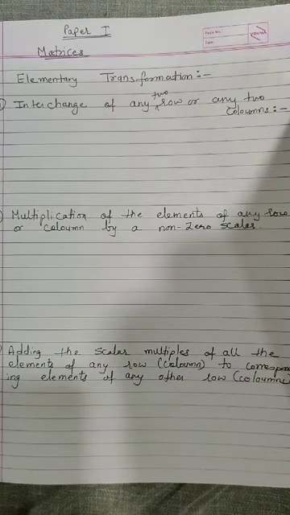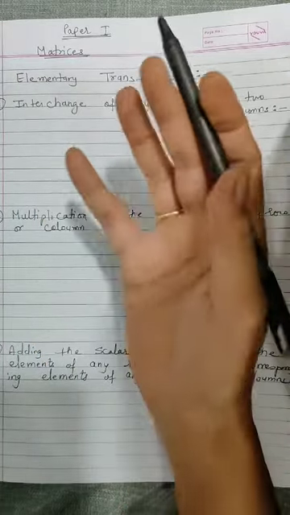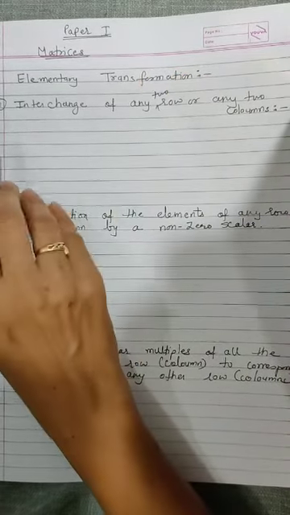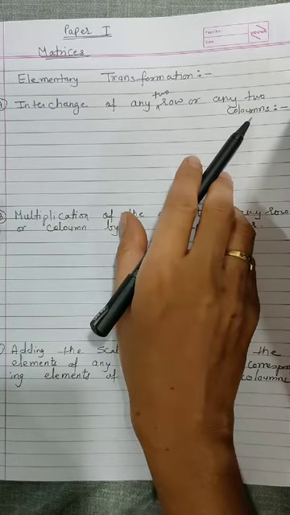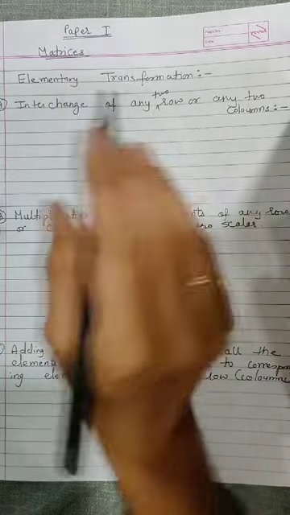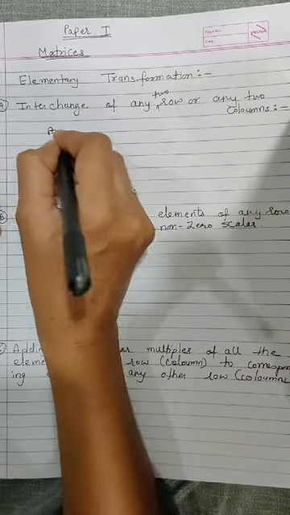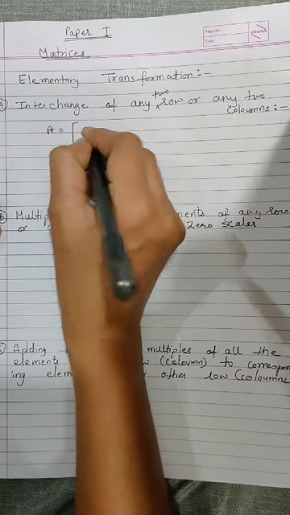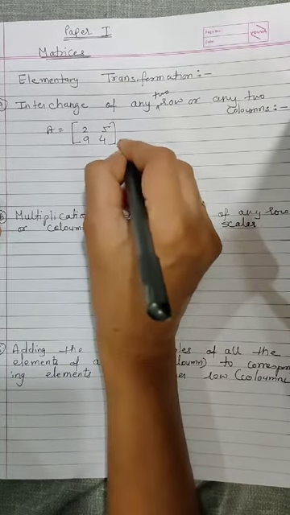Okay. Now students, see, the first topic is elementary transformation. What does that mean? Okay, now here the first is interchange of any two rows or any two columns, interchanging rows and columns. So I will explain this statement by taking an example. Suppose we have a matrix A as 2 5 9 4. It is a matrix of order 2 by 2.